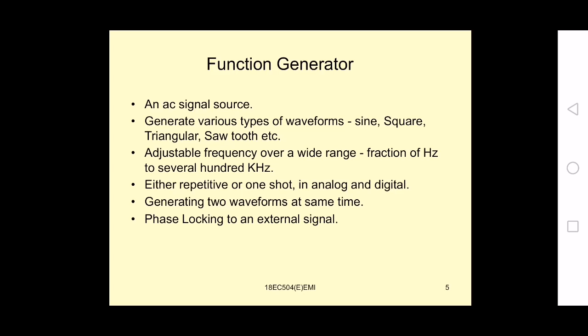The signals may be either repetitive or one shot, and available in analog as well as digital form. It has the advantage of generating two waveforms simultaneously, at a single time, and it also has the advantage of phase locking to an external signal. This is the PLL concept, which was already discussed in linear integrated circuits, so I am not going to explain it here.